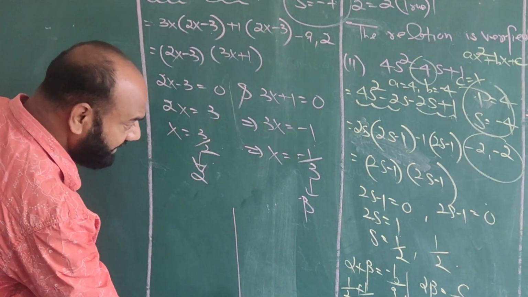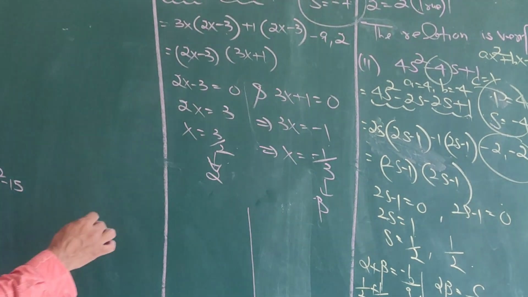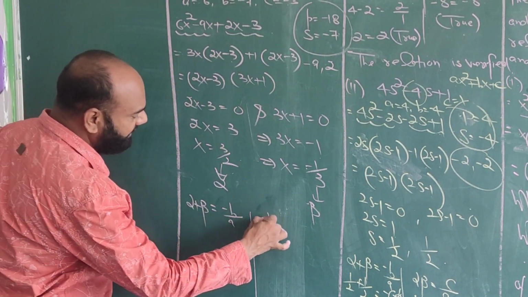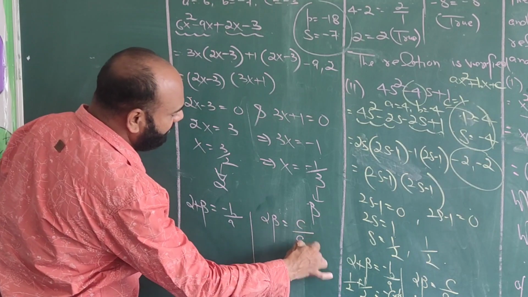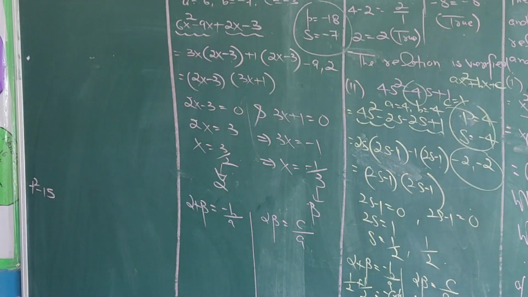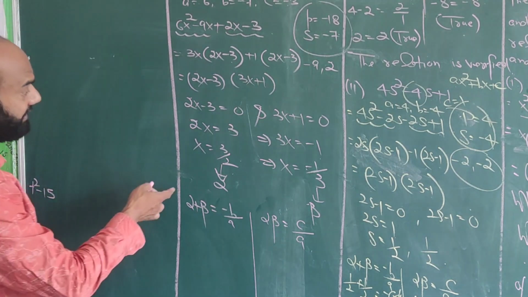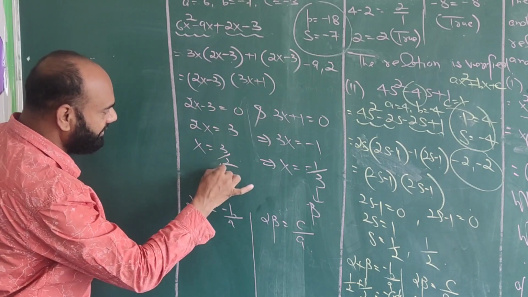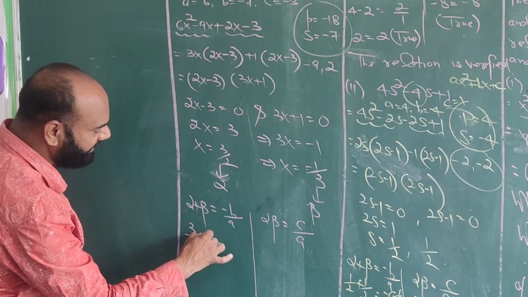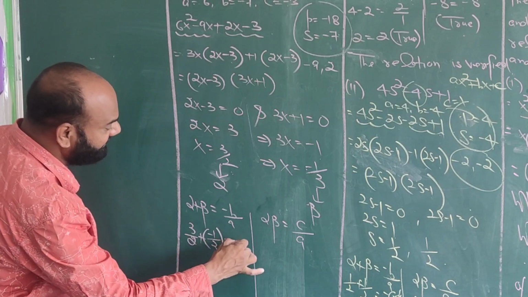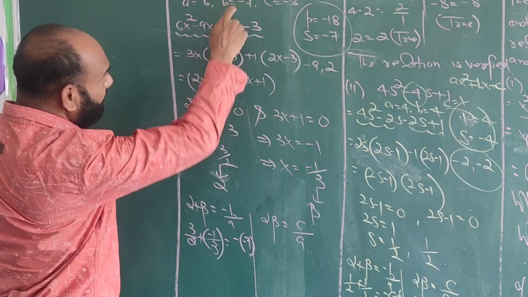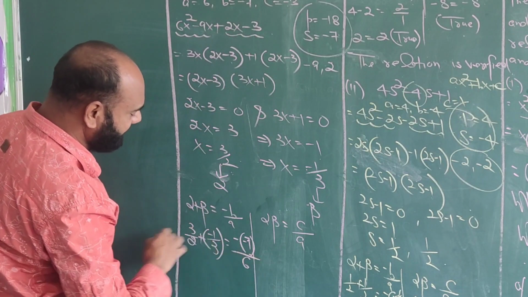Now we verify the relation. In the relation, alpha plus beta equals minus b upon a, and alpha into beta equals c upon a. Now we put the values of alpha, beta, a, b, c in the given relation. The value of alpha is 3 by 2, and the value of beta is minus 1 by 3. Minus b, b means minus 7, sorry, the value of b is minus 7, and the value of a is 6.